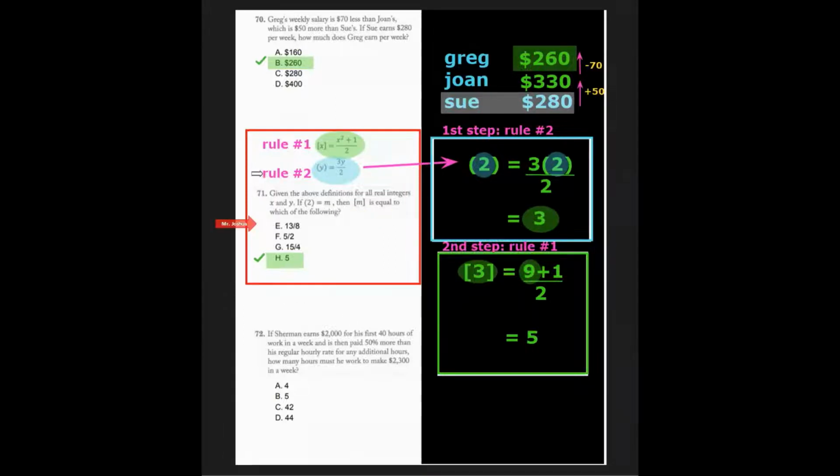First, we have to go to rule number 2 for the first step and plug in the number 2. Then we get 3 times 2 is 6, divided by 2 is 3. Take that number 3 and bring it to the square rule, number 1. Here, put that in place. Then we have 3 squared is 9, plus 1 is 10, divided by 2 maps to 5. So the 2 brings us to 3 in rule 2, and then the 3 brings us to 5 in rule 1. Correct answer was H, 5.